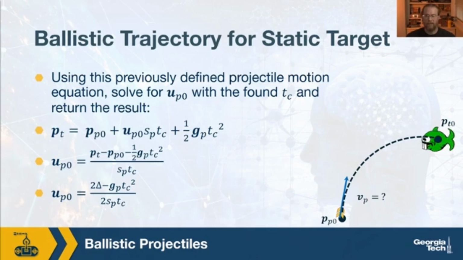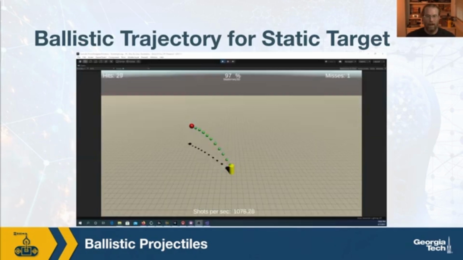Now I've got an implementation. I'm going to show you a video here. This is my version of what I just showed you. And by the way, that equation for 3D projectile aimed at a static target with the effects of gravity is in the Millington Game AI book.